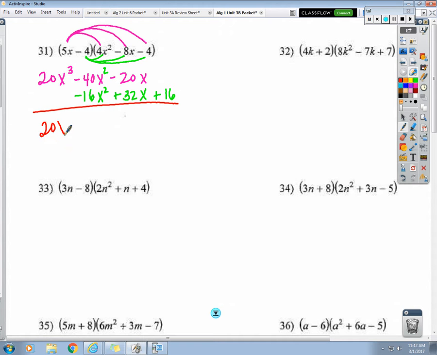There's nothing to combine with the 20x cubed. For the x squared, you have a negative 40 minus 16, which is negative 56x squared. Negative 20 plus 32 is positive 12x, and then plus 16. Remember, when you get to the combining part, you're just adding and subtracting, and you only combine the coefficients. You don't do anything with the exponents. The exponents just let you know what can be combined. Like these are both x squared, so that means these can be combined. These are both x to the first, so these can be combined. Okay, write that down, and then we'll move to 33.